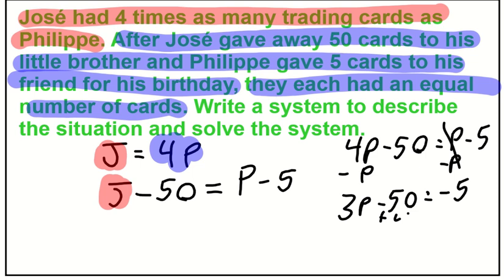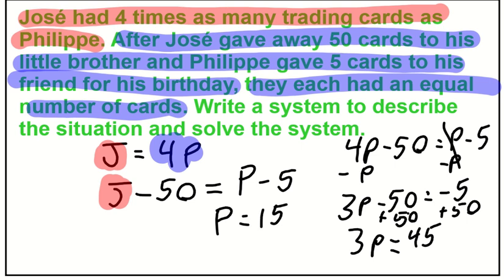Add 50 to each side to solve. So we got 3P equals 45. We divide by 3. We get P equals 15, which was our X value earlier. I made Felipe. And plug it into the one that looks easier to work with. 4 times 15, that gives us 60.